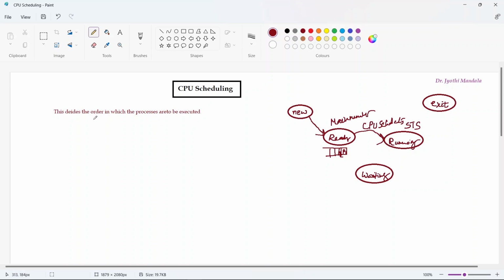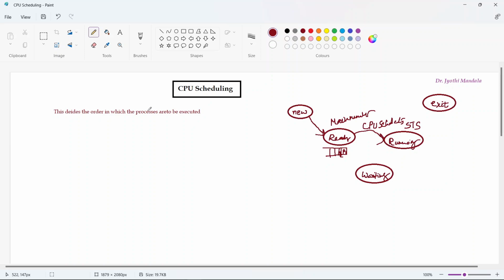That is what is written here. This will decide the order, because we have multiple processes available here, and which process has to execute first. To decide that order, it is not always the case that the first process available has to be executed. That is not the case.